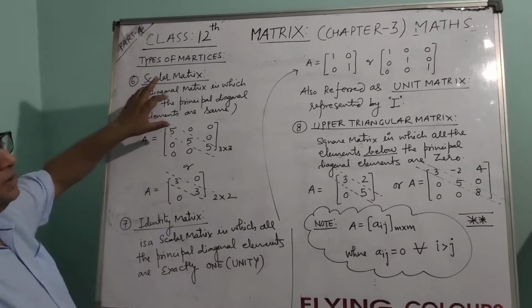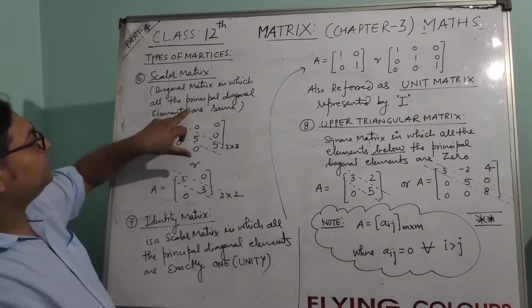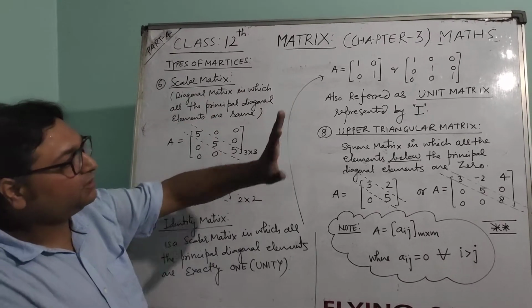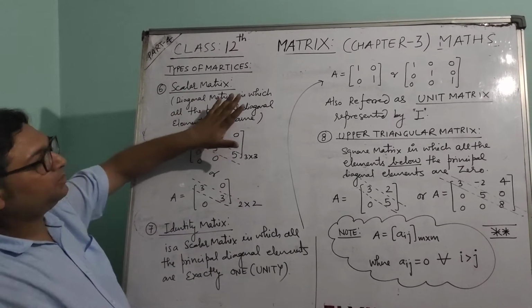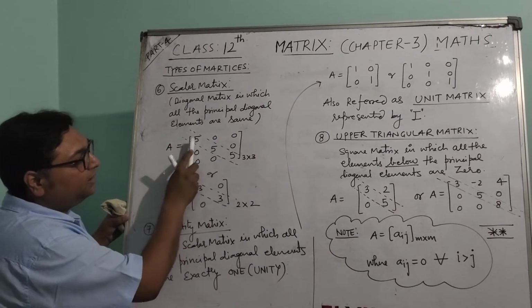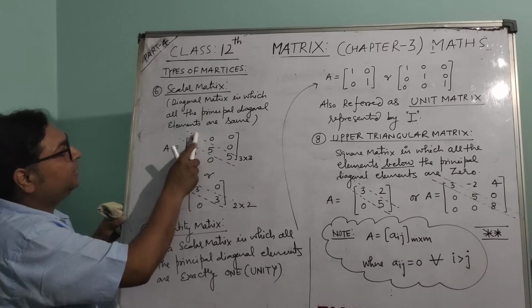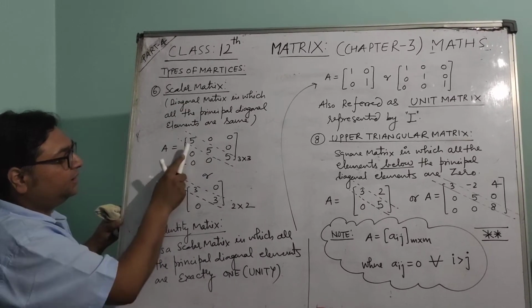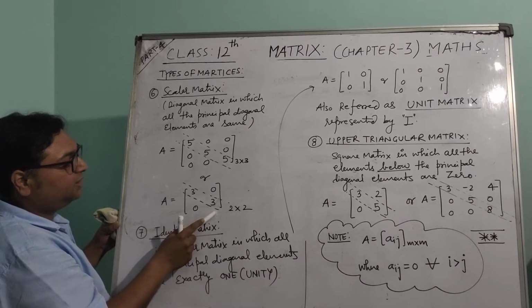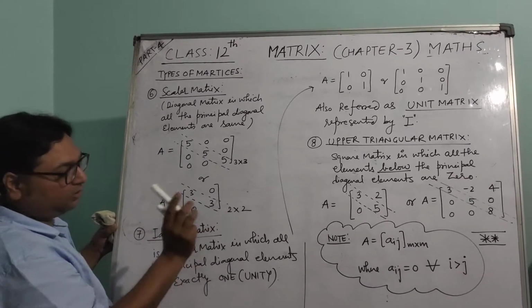Now the sixth one is scalar matrix. As we have written here, it is a diagonal matrix in which all the principal diagonal elements are the same. In the diagonal matrix, what did we write? All the elements except the principal diagonal elements are 0. Now here, if all the principal diagonal elements are the same and the rest are 0, that special diagonal matrix is called a scalar matrix. Here you can see all the principal diagonal elements are 5, and here all the principal diagonal elements are 3. This is a matrix of 3 by 3 order and this is a matrix of 2 by 2 order.